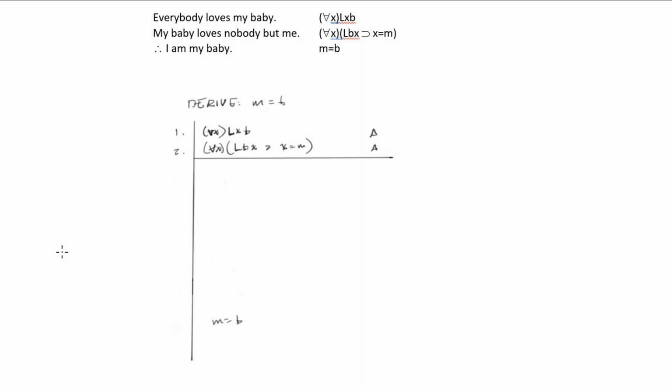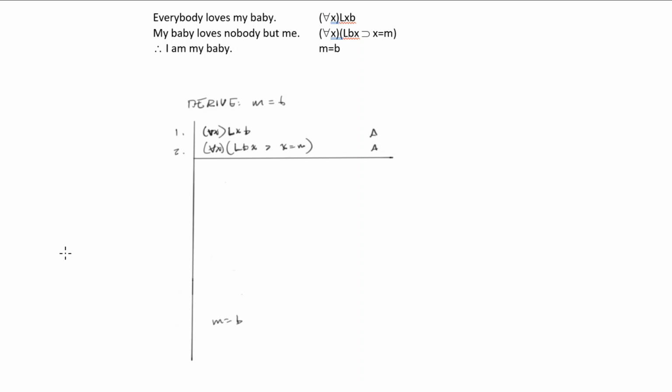Hello everyone. In this video we're going to do my favorite identity derivation. The translation problem is at the top. The first premise says that everybody loves my baby. We're translating that for all x, x loves my baby. The second premise says my baby loves nobody but me. And we're translating that for all x, if my baby loves x, then x is me.